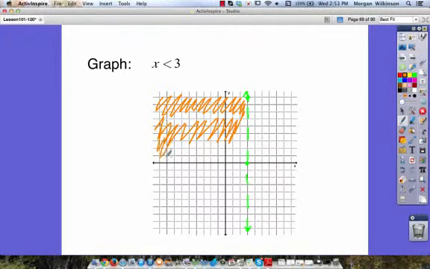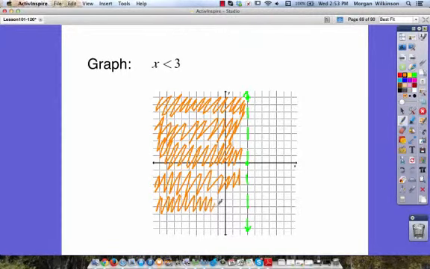And again, if you want to use lines like I did earlier in the lesson, you may. If you want to shade everything in, you may. Take a look at your textbook for this lesson, and you'll also see that it's bolded in everything. Your choice to show how this works. But what we're saying is x is less than 3. You want all values that are less than 3 to appear on our coordinate plane.